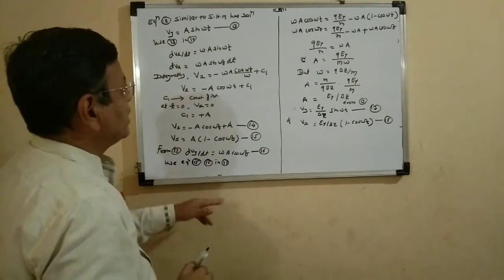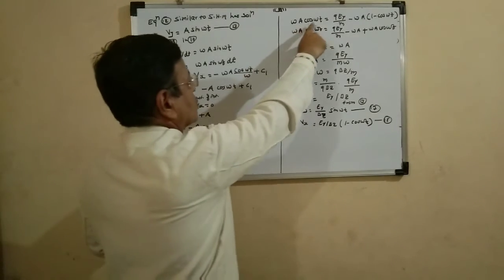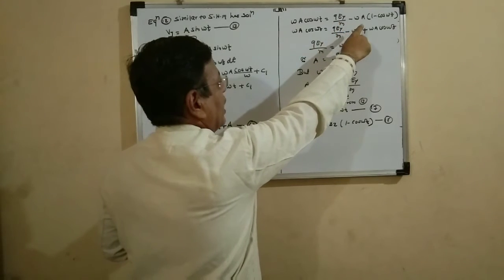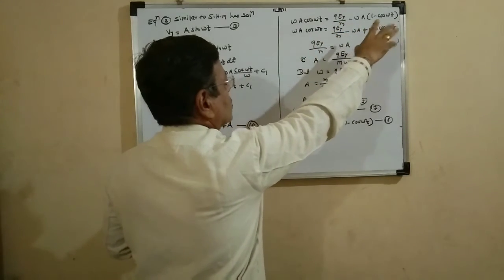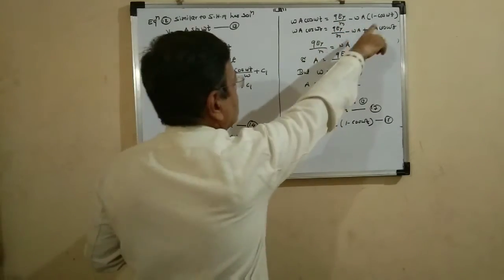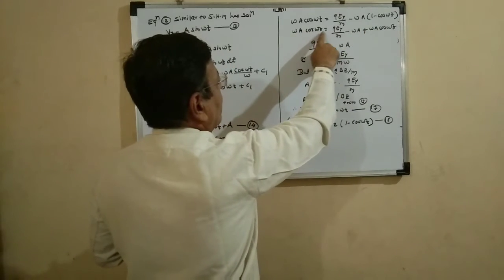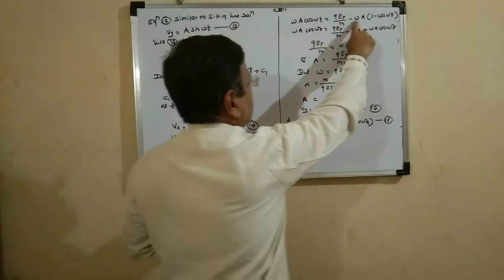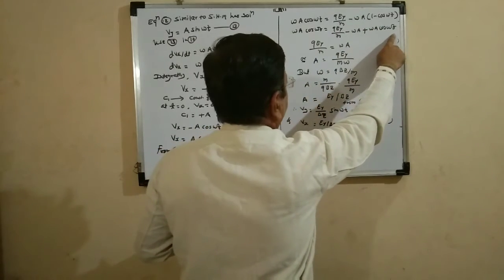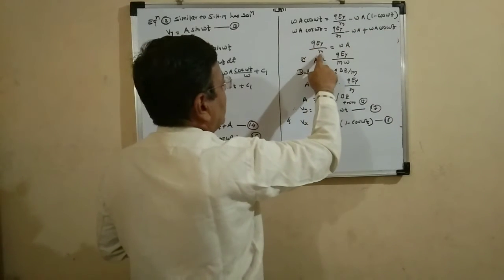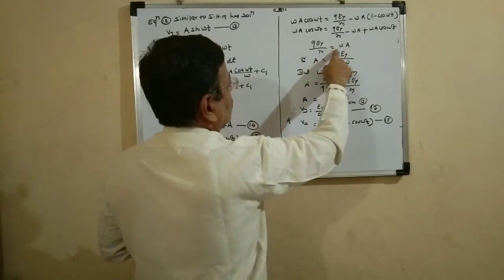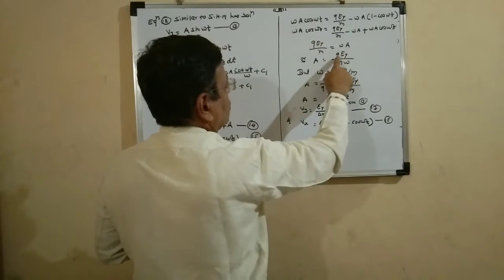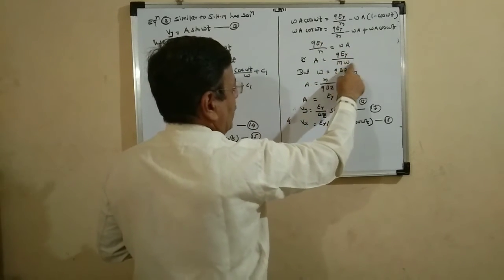At that time we get omega a cos of omega t is equal to qEy by m minus omega a into bracket 1 minus cos omega t. Solving this bracket, we get omega a cos omega t equals qEy by m minus omega a plus omega a cos of omega t. So qEy by m is equal to omega a, because these two terms get cancelled. So a is equal to qEy by m omega.